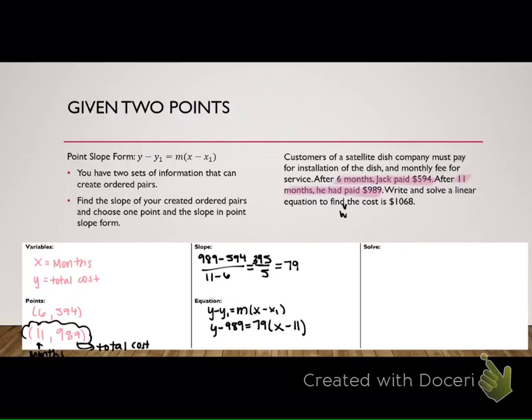So it says write and solve a linear equation to find the cost when the cost is $1,068. Is that x or y? Total cost is y. So this is saying y. So we're going to plug in 1068 for y.